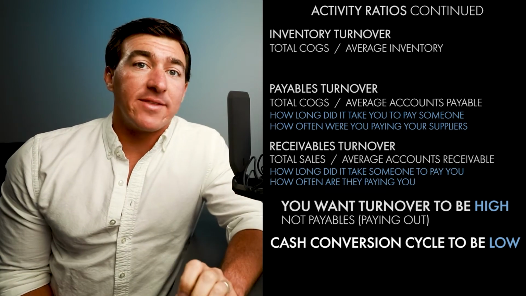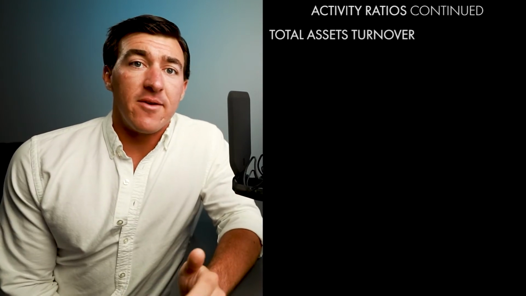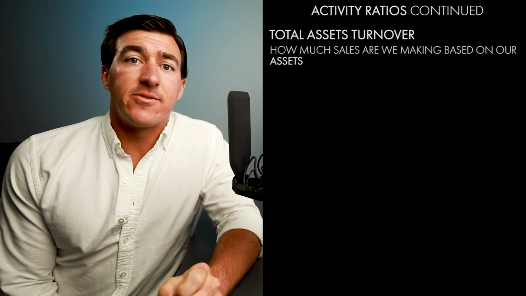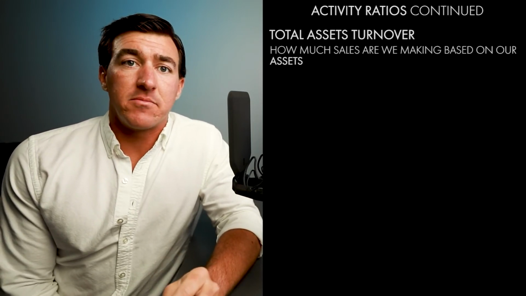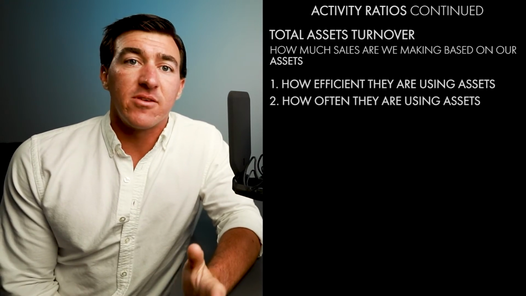Now we have one more activity ratio that's actually very important, and that's total assets turnover. Total asset turnover is really just a very simple way of saying, how much sales are we making based off our assets? And that can really tell you a lot about a company, about how efficient they are at using those assets, about how often they're using those assets, and things of that nature.